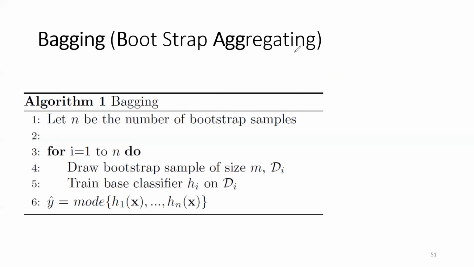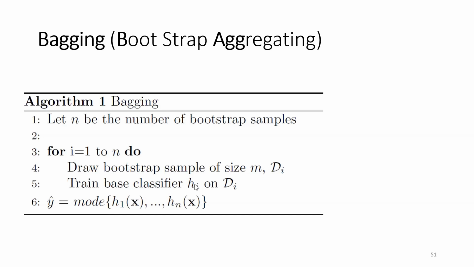If you observe this algorithm, guys, let n be the number of bootstrap samples. There is a technique called bootstrap samples where we create samples with replacement. For i equal to 1 to n, it is nothing but the for loop. Draw bootstrap samples of size m, D_i. The size m will always be equal to the size of the original dataset D. Just remember that D is the original dataset we have taken, and m is always equal to the size of D.